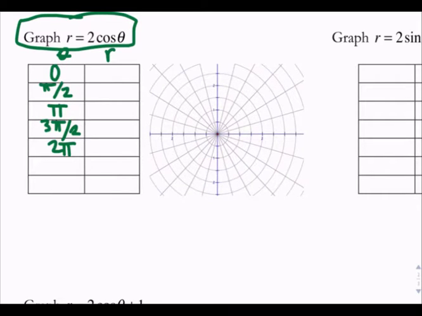So hopefully you can start making a chart. When theta is 0, r is 2. When theta is pi halves, r is 0. Interesting. So you should think about, how do I connect these? Do I connect them with a straight line? Do I connect them down this way?